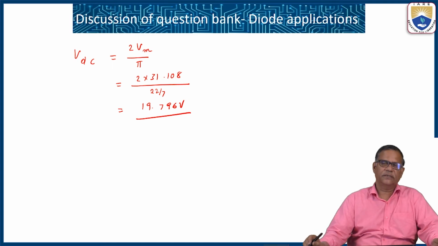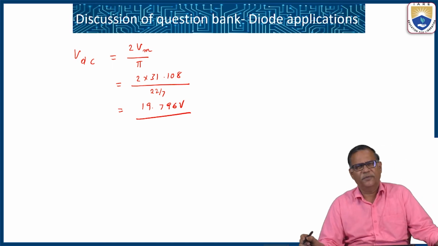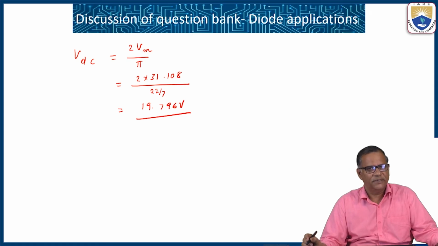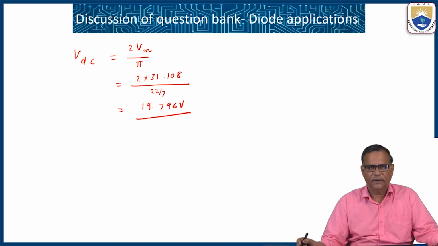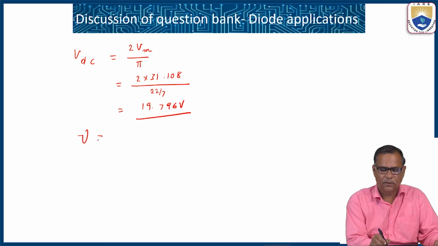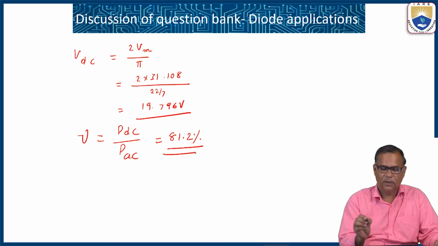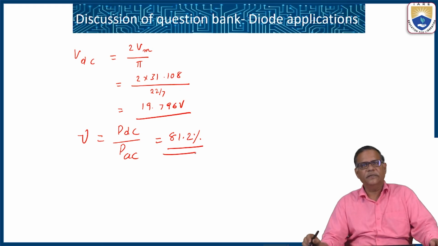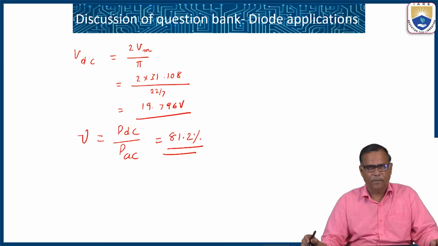Now let us calculate the efficiency. The efficiency of a bridge rectifier is the same as the efficiency of a full wave rectifier, which is roughly 81.2%. So this is equal to 81.2%. And now the PIV of the bridge rectifier.